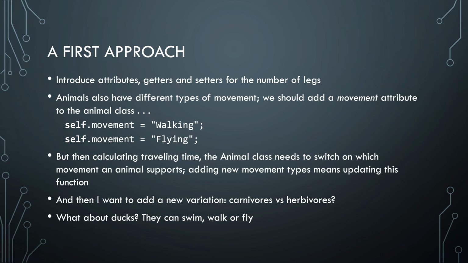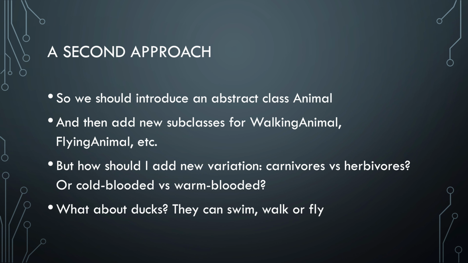And what if I want to add other variations? Carnivores versus herbivores. And what about ducks? They can swim, walk, or fly. You could introduce an abstract class, animal, and add new subclasses, walking animal, flying animal, etc. But then, how do you add new variation? Carnivores versus herbivores, or cold-blooded versus warm-blooded? And what about those poor ducks? They can swim, walk, or fly.